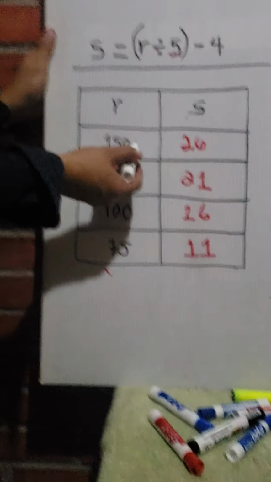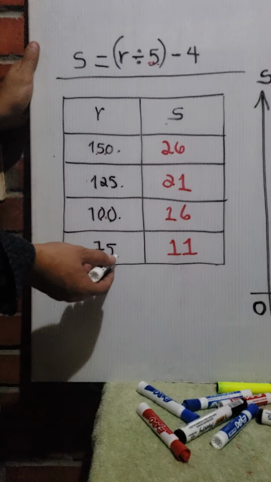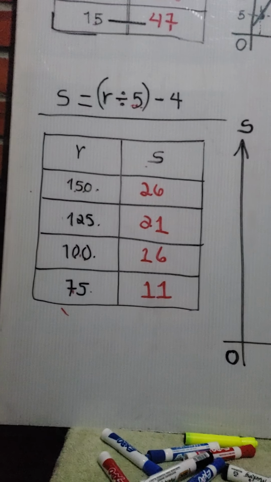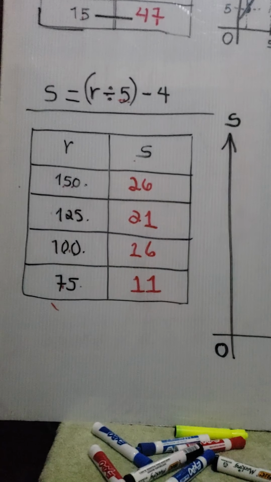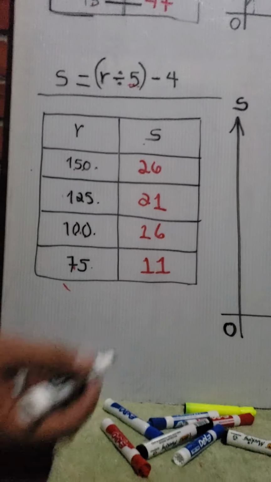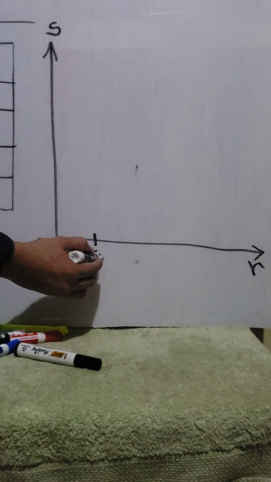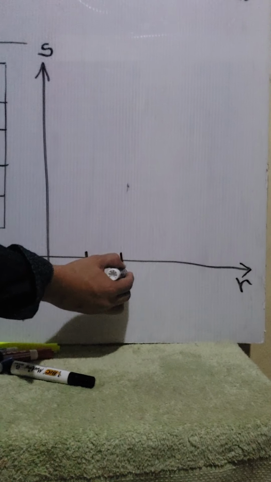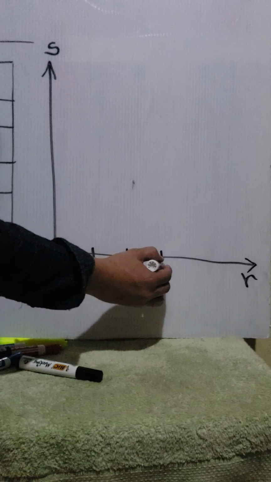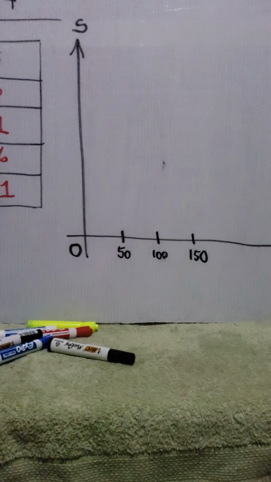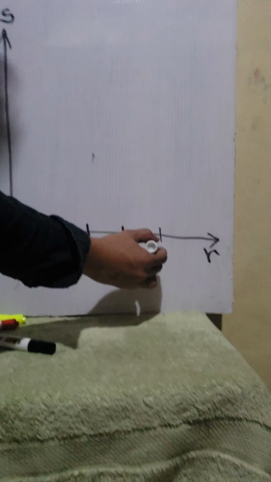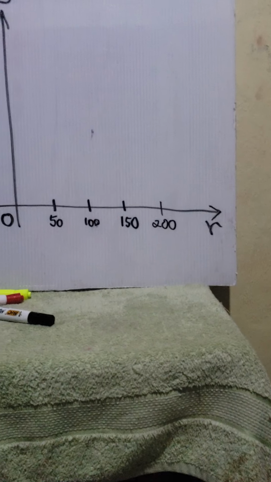Look at these numbers, 150, 125, 100. I think you can do it by 50. Yeah, you can do it by 50. I think it's okay. So 50 plus 50 is 100, plus 50 is 150, plus 50 is 200.